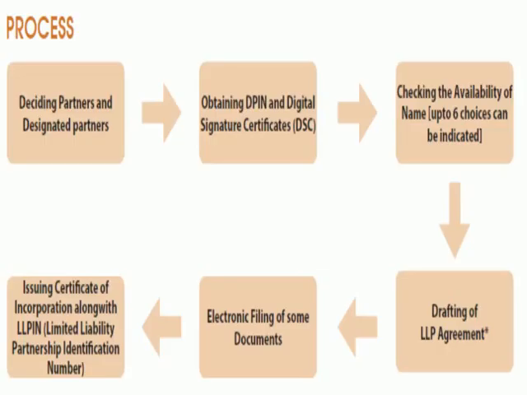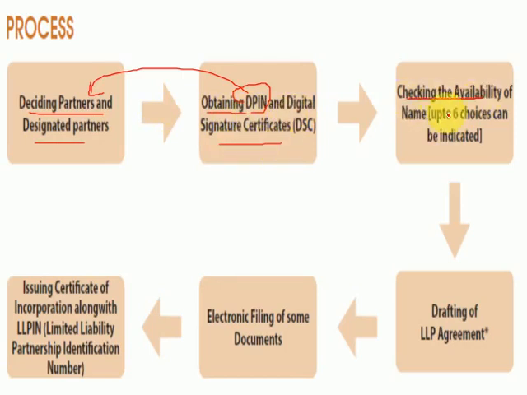Now, what is the process of making an LLP? First is to decide partners and designated partners, then obtain DPIN and digital signature certificate. Can anyone think what is the meaning of DPIN? The hint is in this. Okay, the answer is designated partners identification number. I repeat, designated partners identification number is called DPIN. Then the second process is obtaining DPIN and digital signature certificate.